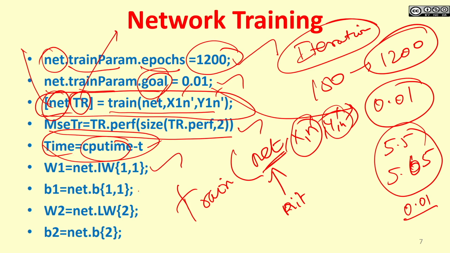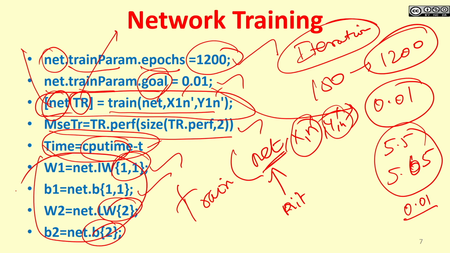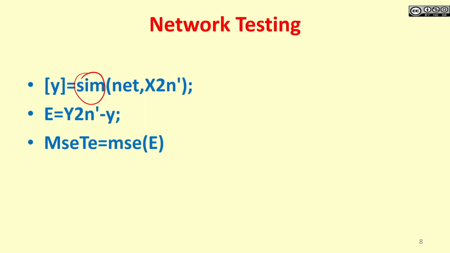So, weights and bias between the first layers, weights and bias in the second layers, everything has to be updated according to the training performance. These are all the weight and bias updations. During the network training we should do all these tasks. What are the tasks we have been doing? Creating and designing, setting the epoch, setting the goal, training, then the performance recording. Finally, testing. sim is the command that is used for simulating the network, that means testing the network.